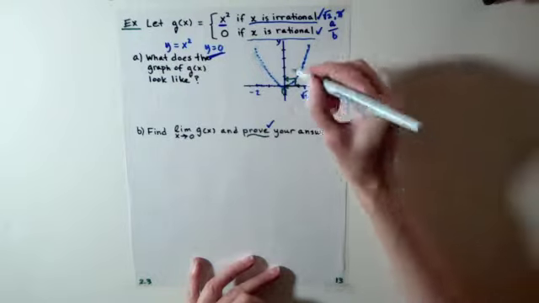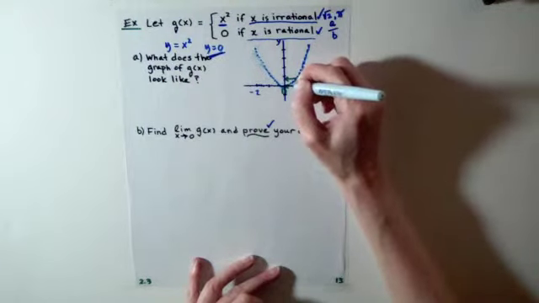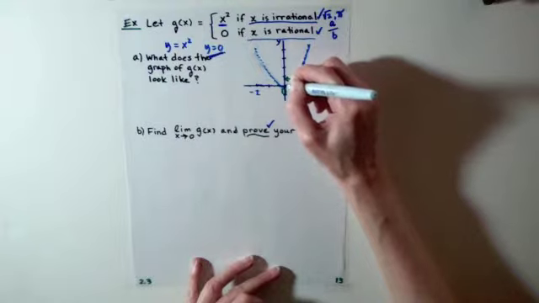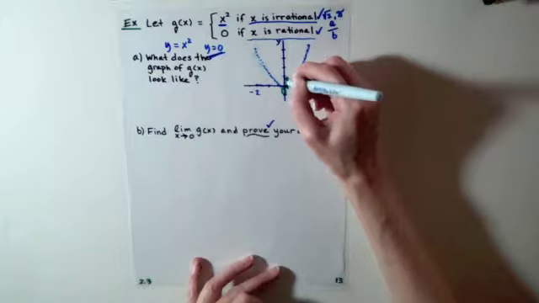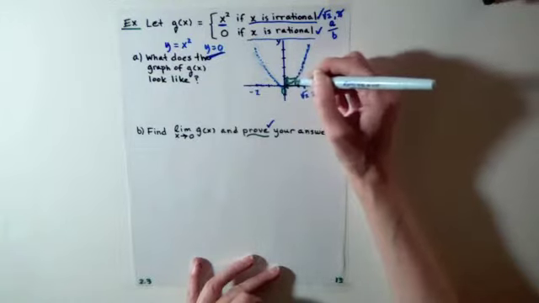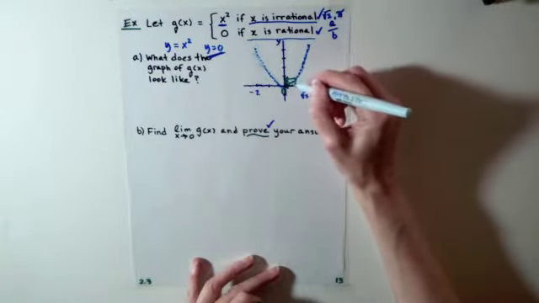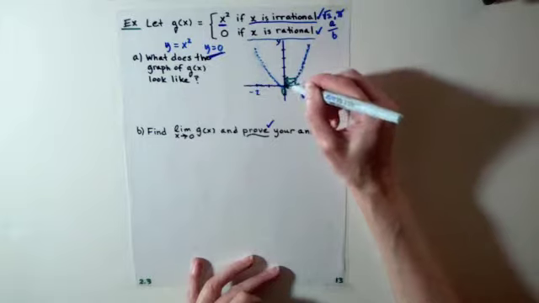But notice that the closer I get to 0, I will either be hitting 0 itself if my input is rational, or I will be hitting the parabola if my point is irrational. But as I get closer to 0, these parabola points also get closer in height to 0.